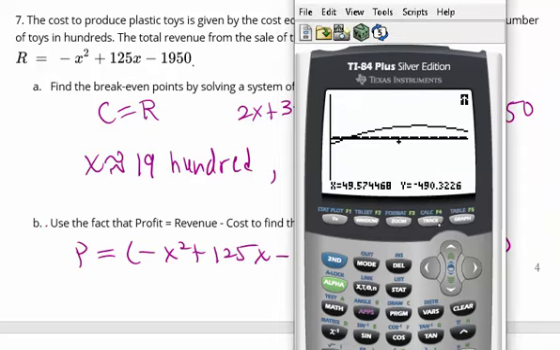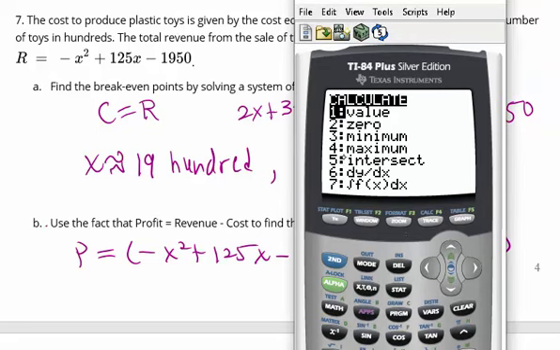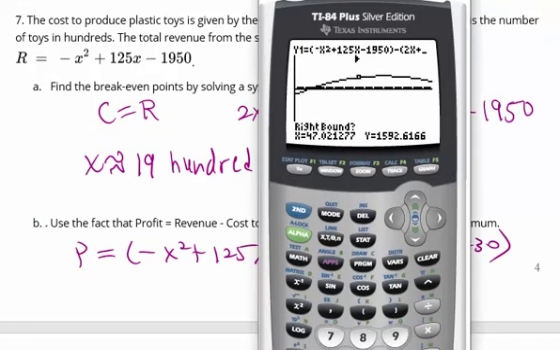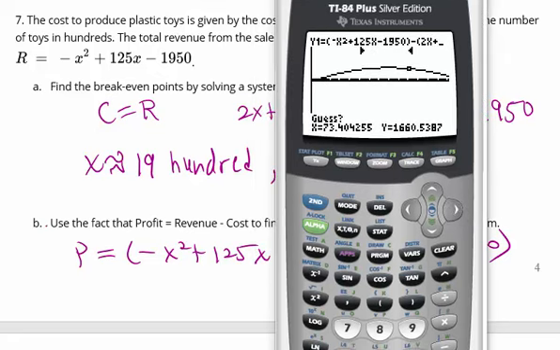Okay, so go to second trace, maximum, which is number 4, and follow the prompts at the bottom of the screen. And so left bound, just go to the left of the maximum and hit enter. And right bound, scroll to the right of the vertex and hit enter. Okay, and then hit enter one more time.